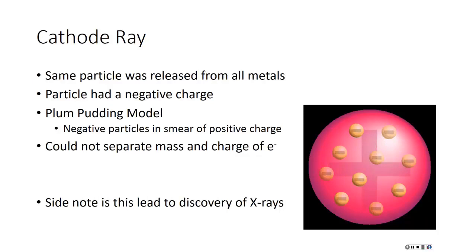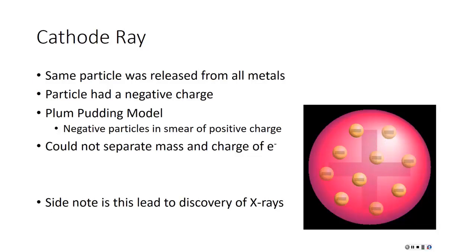But what it means is that you've got some positive stuff that makes up the bulk of your atom, and then you've got little tiny bits of your negative electrons mixed into it. And this was the model that derived from the cathode ray experiment. It's actually very, very wrong, but it's one of the first models to try and explain what actually makes up atoms.